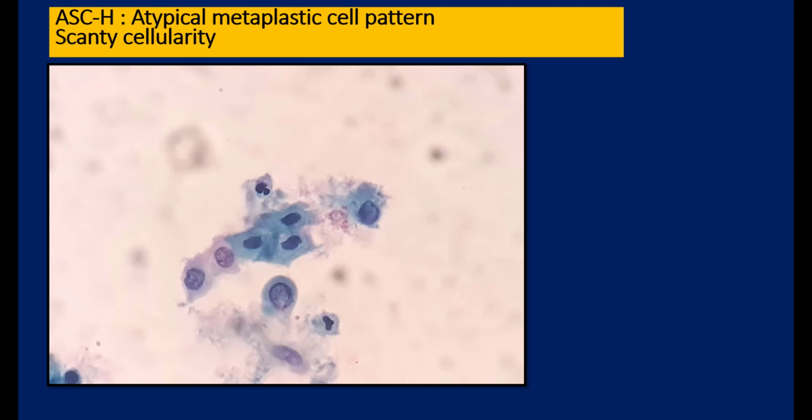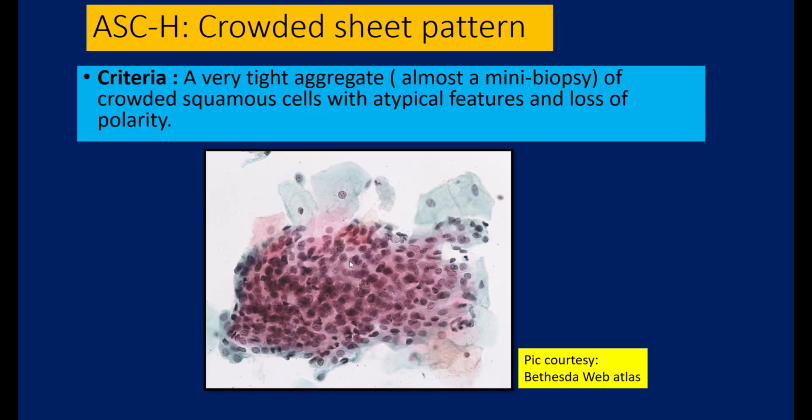Another example of an atypical metaplastic cell pattern where the number of cells is few, like this cell over here, a rounded cell, with some degree of chromatin abnormality. We feel that this might be an HSIL cell, but just because the number of cells is very few, we fall short and call it ASC-H. Some might consider this enough to designate this smear as coming from HSIL.